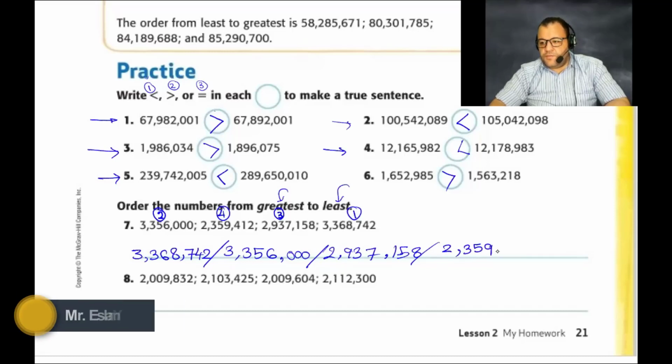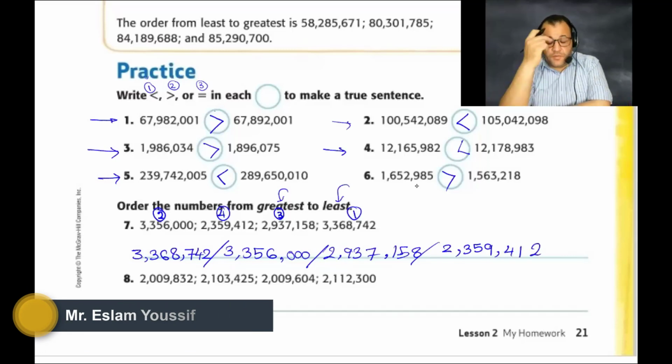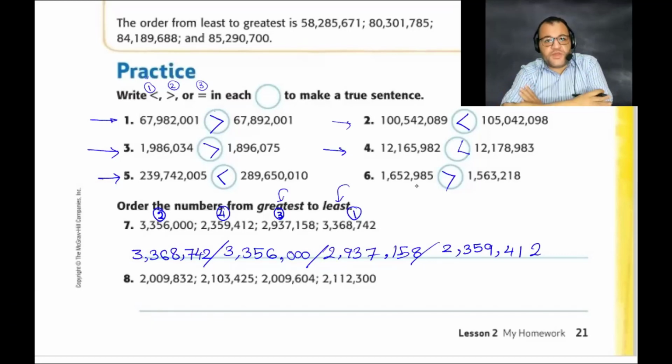Malik, solve number eight, please. I need to arrange from the greatest number to the smallest one. 2,011,000. Just a minute. You said 2,000,000. That's right. Just read this number. What is this number? 112,000. Yes. 100. Then? 1,000. Then? 300. That's number one.